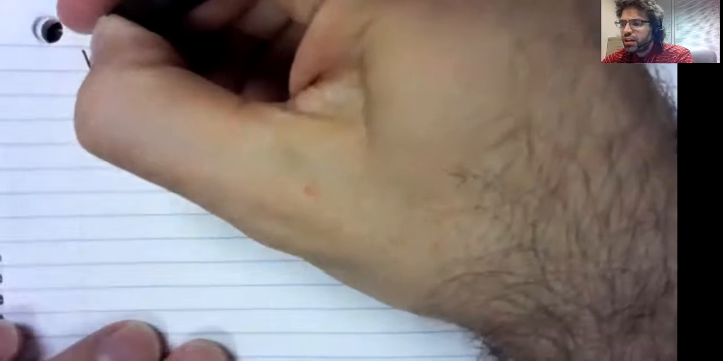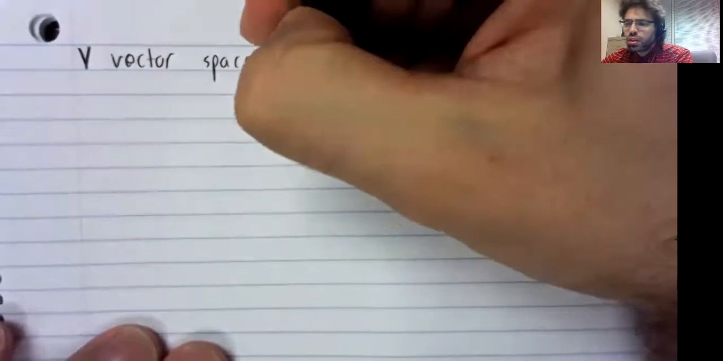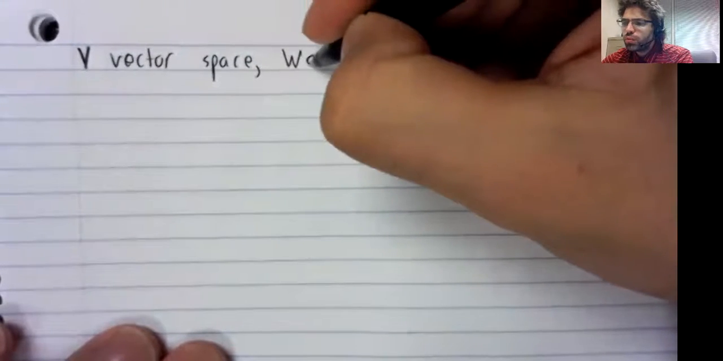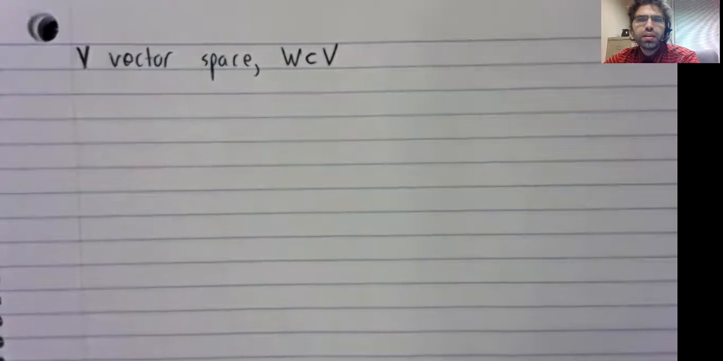In this video, we'll define subspaces and look at an example. Let V be a vector space, and let W be a subset of V. Then W inherits most of the vector space properties of V.